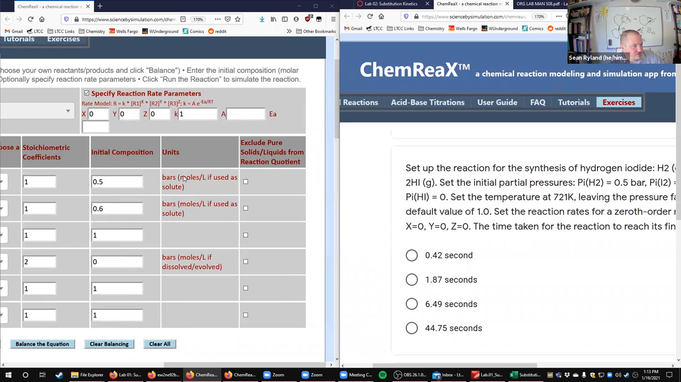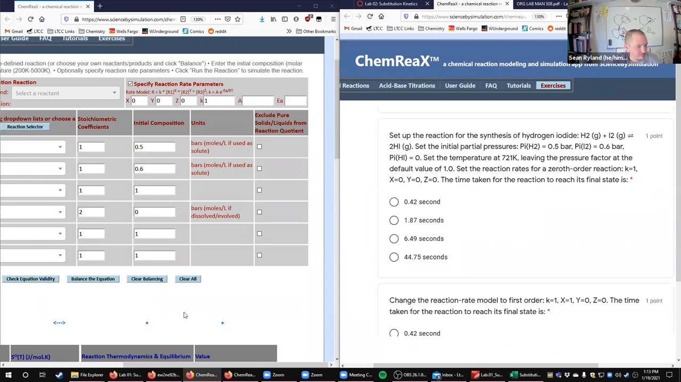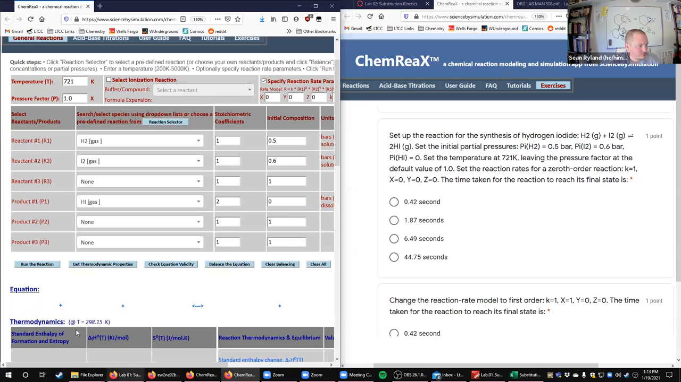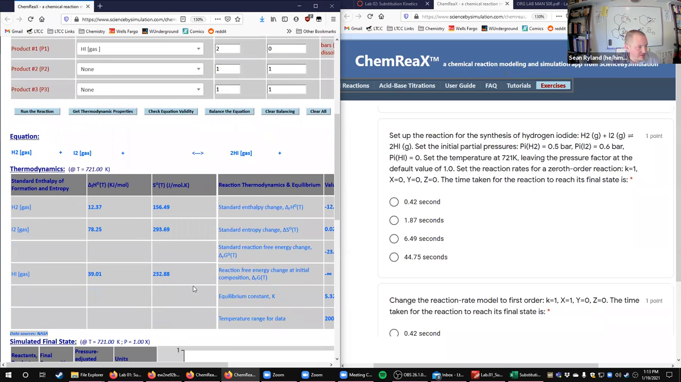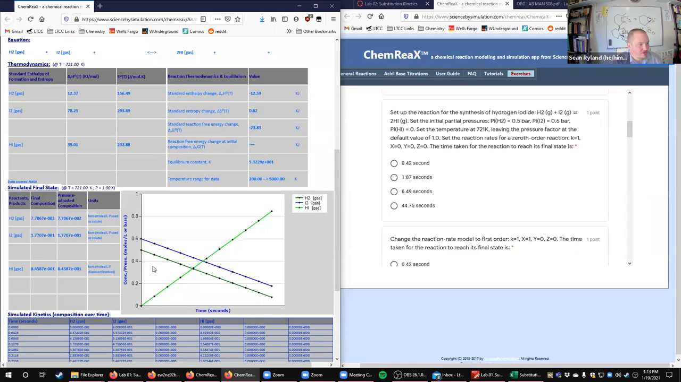And then all we have to do is, first you can check if you did this right, if you check equation validity or balance the reaction, then down here it'll show you the reaction. At least it should. Maybe you have to hit run reaction to do that. Yeah, there you go: H2 plus iodine goes to 2HI, which is what we were looking for. And when you scroll down, it gives you a bunch of information about this, including graphs of the concentration versus time.